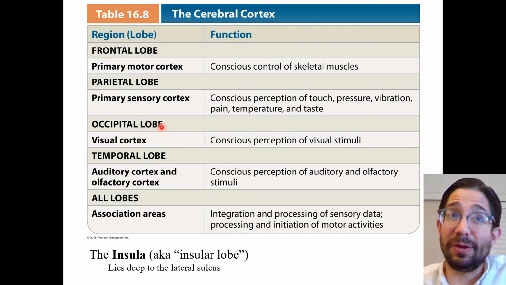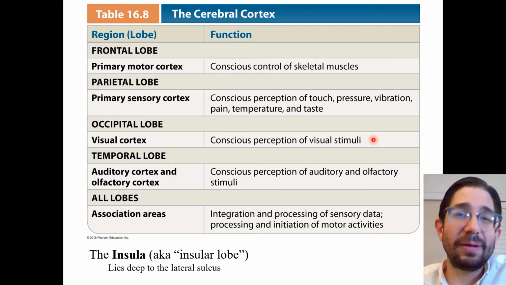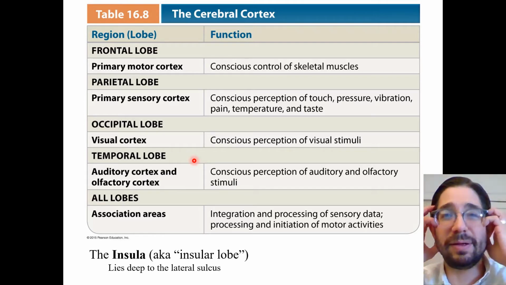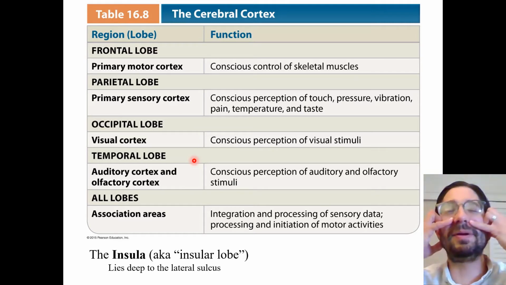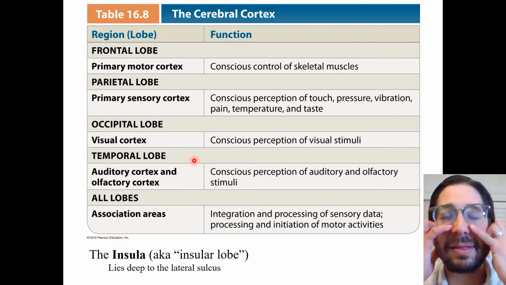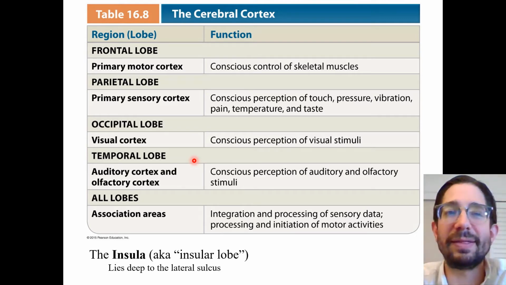But the occipital lobe has a visual cortex where we process visual stimuli. So it's a pretty big lobe. A big portion of what it does is just processing visual information. The temporal lobe, which is right about here, it will not surprise you to know that it processes auditory information. And if you kind of send your pinkies out a little bit more towards the front, you could reach your nose to remind yourself that it also processes olfactory stimuli for the sense of smell.